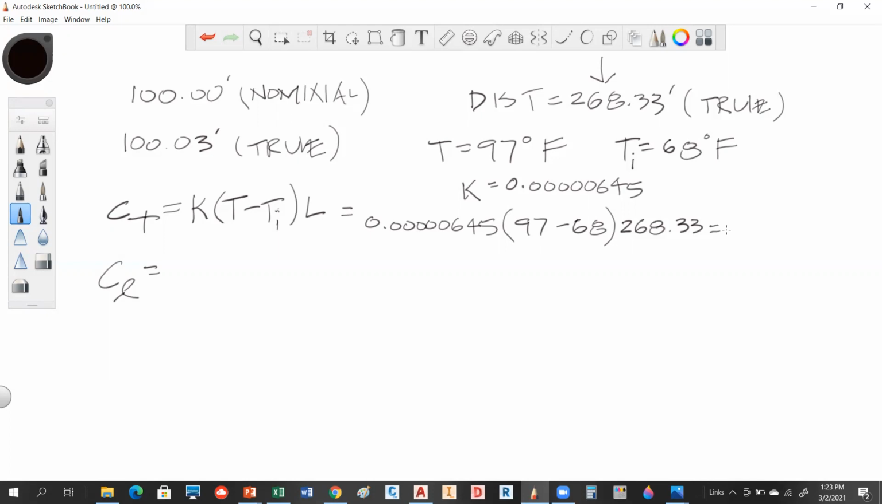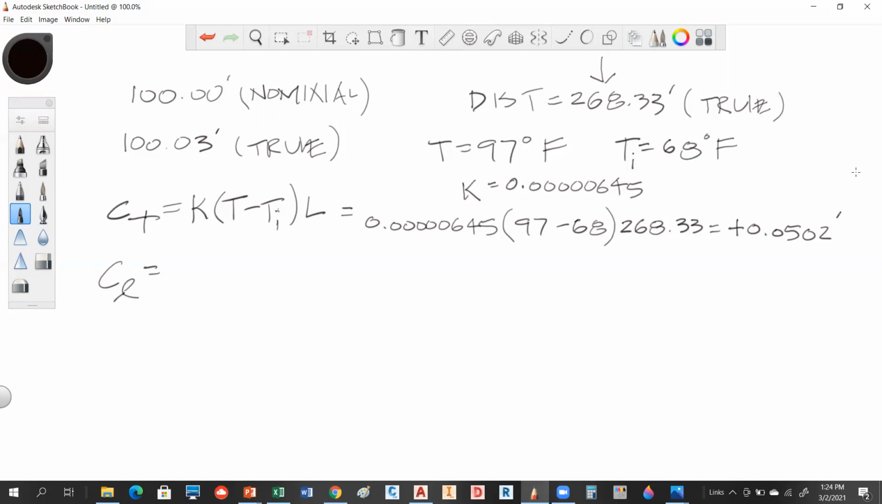Looks like I'm getting plus 0.05, basically 5/100ths of a foot long. So what that says is in 268 feet on a hot day, you're actually 5/100ths longer than you should be. Okay, does that make sense?